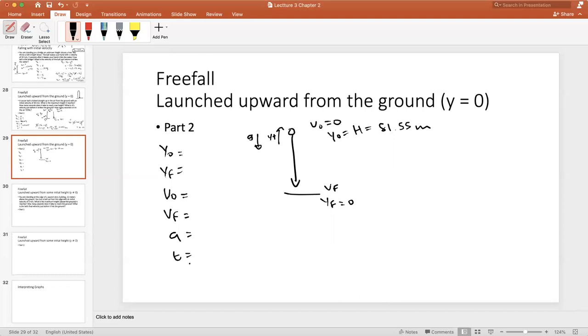And let's call this t2. Y initial here is our h. Y final is 0 because it comes back to the ground. V initial is 0. It starts at the top of the motion and falls just like free fall. And v final, we don't know. A is negative 9.81 meters per second squared. We know that v final needs to be negative.